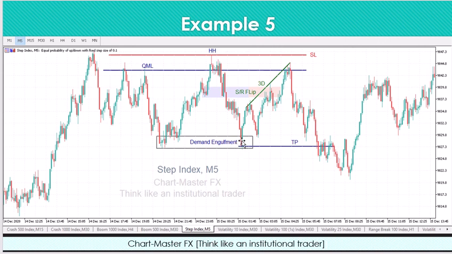So once the engulfment has happened, as the price is approaching the QM level, we need to look at our PA. You can see that as the price was approaching the QM level, it actually approached it in a 3 drive. We are going to learn about the 3 drive. It's one of the price approaches that you have to look at. And you can see that we had an SR flip, where the support turned into resistance. So here we have an SR flip and a 3 drive confluence.